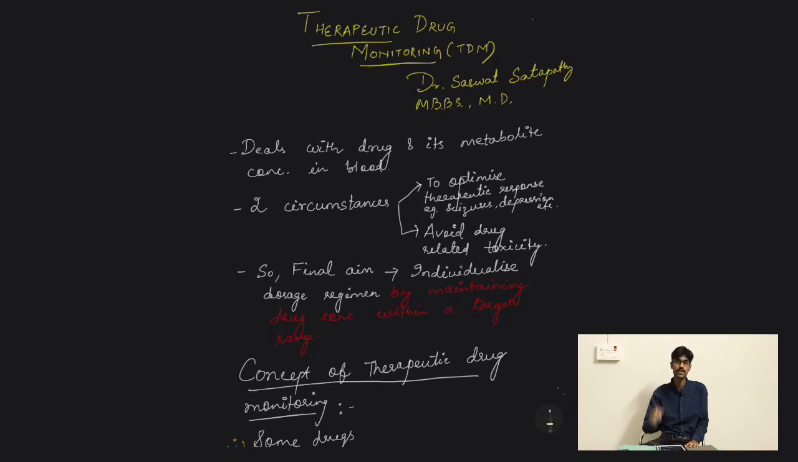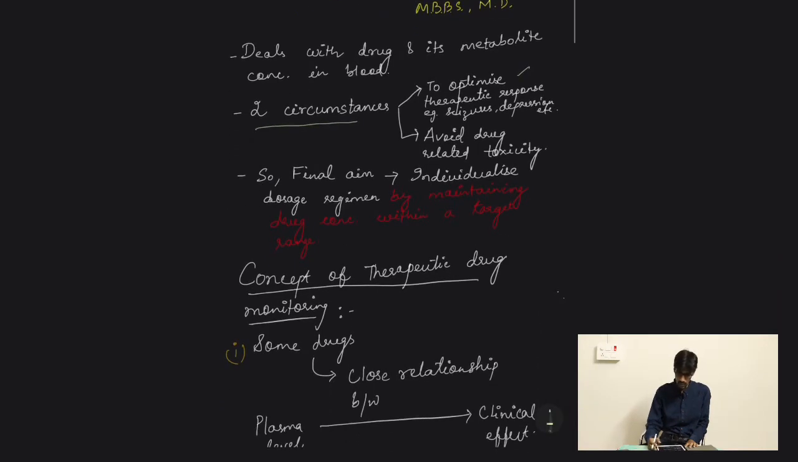So why at all is therapeutic drug monitoring required? It is required in two circumstances. What are these circumstances? The first one is to optimize a therapeutic response, for example in seizures or in depression etc., or to avoid drug related toxicity. So in these two circumstances we do therapeutic drug monitoring.